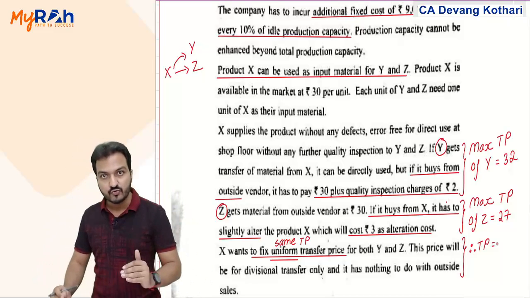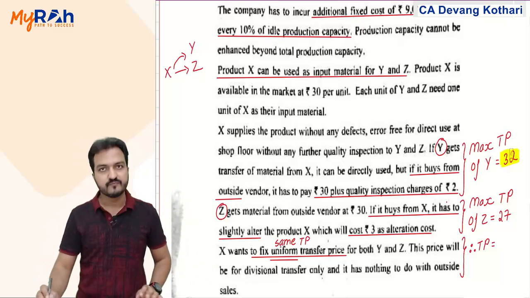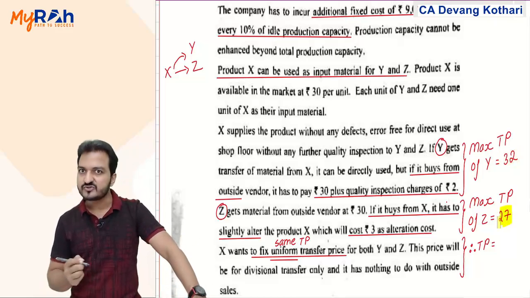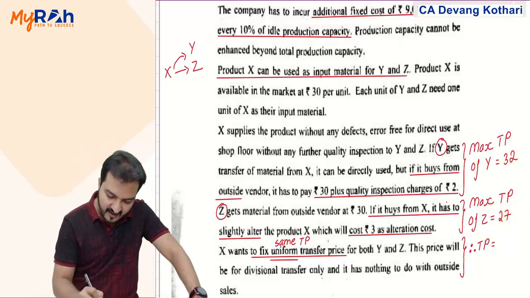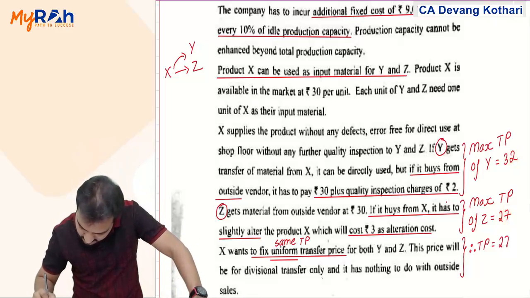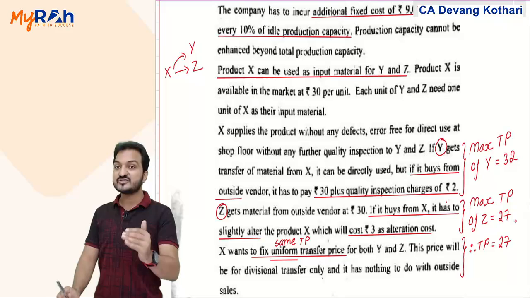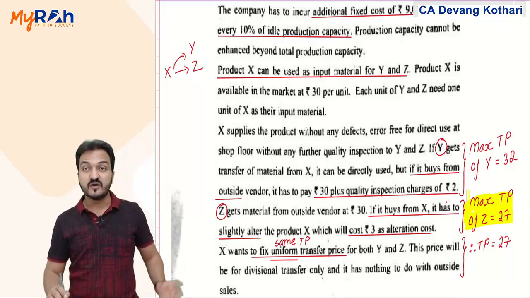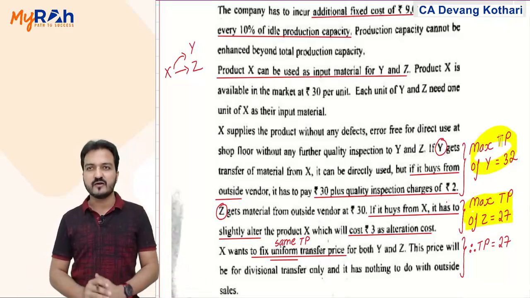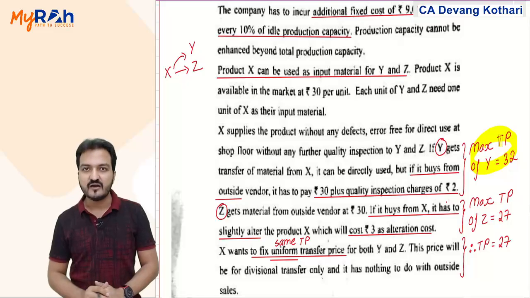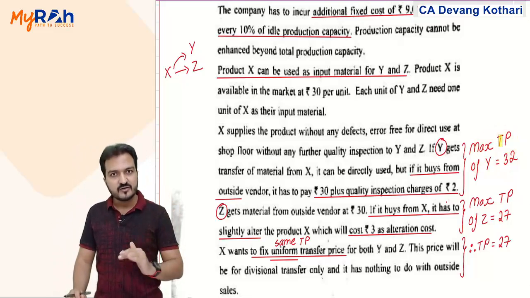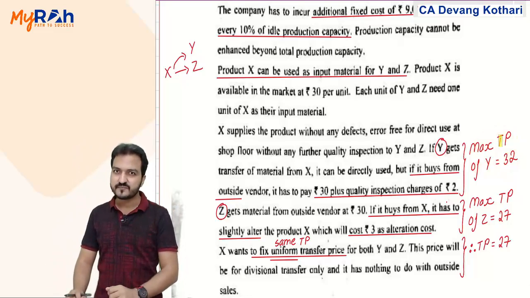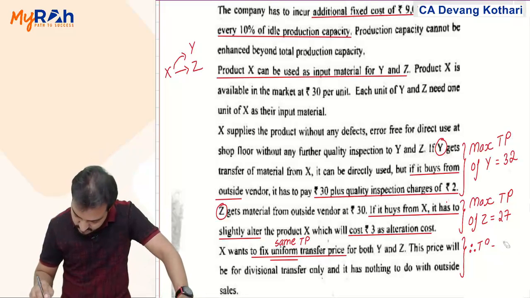Look, if I decide 32, then Y is ready to pay 32. But Z is not ready to pay 32, because the maximum that Z is ready to pay is only 27. So no option, I have to choose a transfer price of maximum 27. If I keep the transfer price at 27, is division Z ready to pay 27? Yes. Is division Y ready to pay 27? Definitely. Hence, the transfer price decided will be 27. I will consider a transfer price of 27 while taking my divisional decisions. Done? Yes. So take transfer price equals 27.